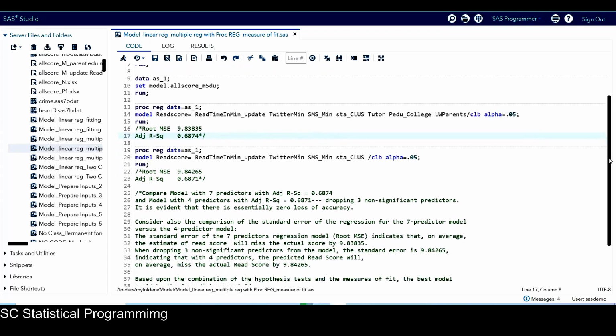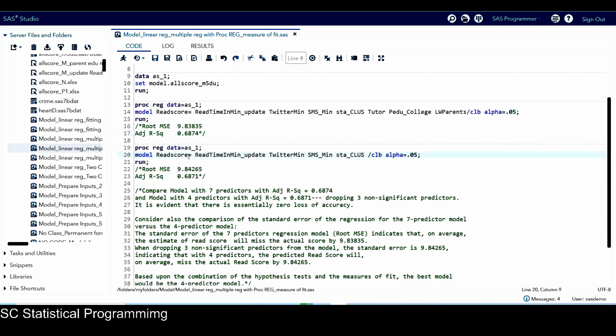And then I include a second proc reg program. The target variable is still rscore. So instead of including 7 predictors, I include 4 predictors: 1, 2, 3, 4. That means I dropped the 3 non-significant predictors from the second model. Okay, let's run this part of the program and see whether there's any change between the root mean square error and adjusted R-squares.